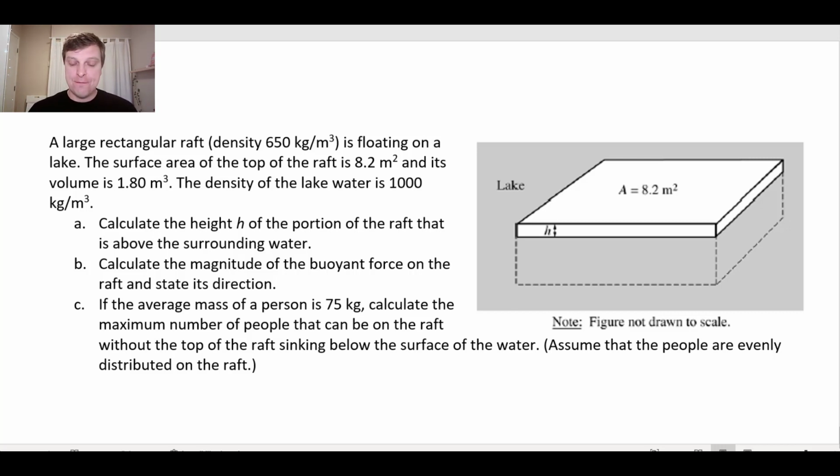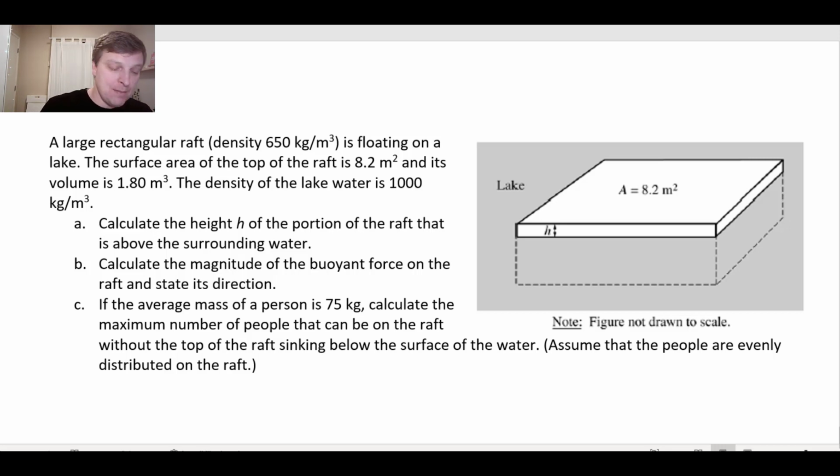So the first thing to notice is that the raft sits submerged, but not entirely submerged, in the water, and that's because it's less dense than water, 650 versus 1,000. The first thing it wants us to find is to calculate the height of the portion of the raft that is above the surrounding water. So how much of the raft is left over?